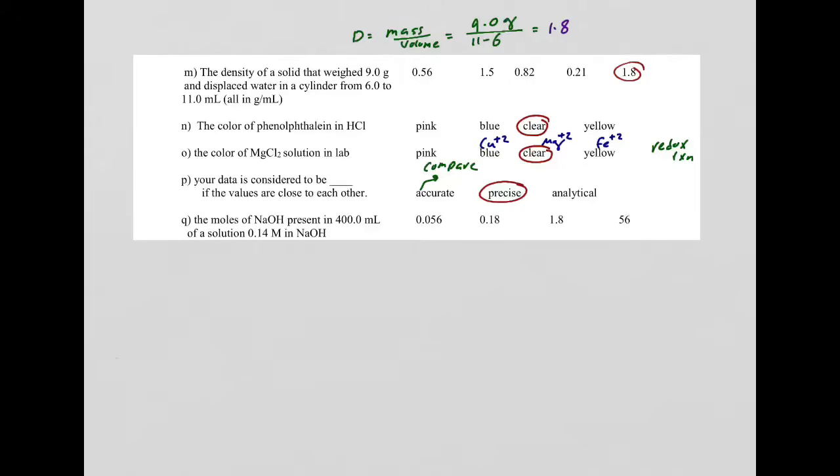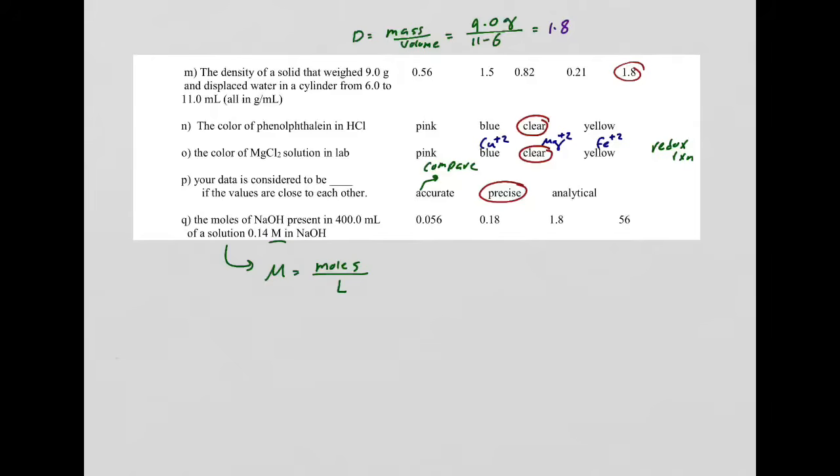The moles of sodium hydroxide in 400 ml of solution, that is 0.14 molar sodium hydroxide. Now, you see molarity. I know you know how to do this. Whenever you see molarity, what are you going to do? You're going to say molarity is moles per liter and then plug it in. This is not a dilution problem because the concentration is not changing.